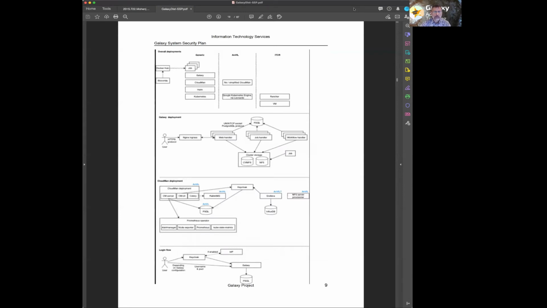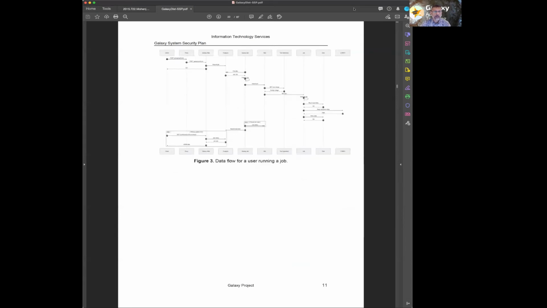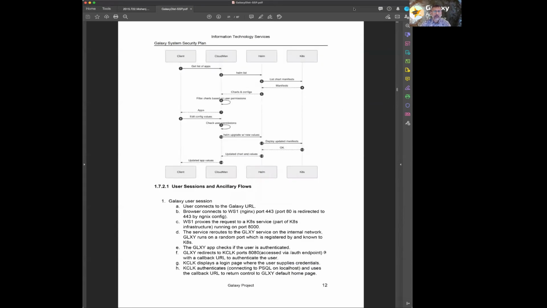It also has, generally speaking, figures of how system components are interconnected, also what the data flow looks like. And these are important things to understand in order to have some idea about what needs to be secured. In some sense, you need to know what you have or what security is in place in order to understand where you need to go.